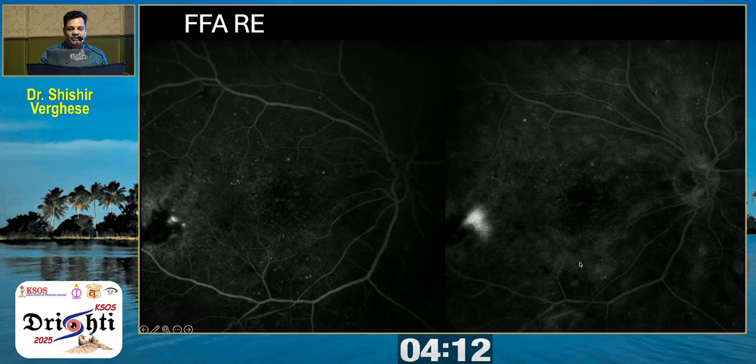So I did the FFA. Now, when you do the FFA of the right eye, you can see there is an ink blot leak just away from the macula there. So this was actually a chronic central serous retinopathy along with a diabetic retinopathy or a PDR.